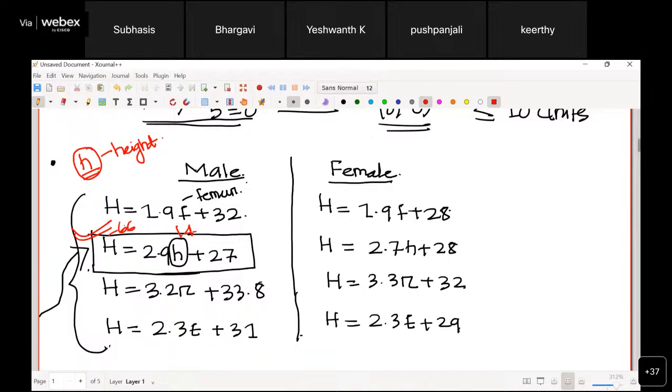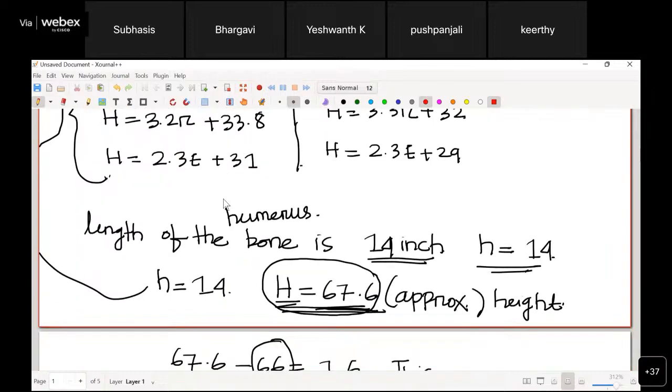In that case you will get the approximate value or maybe the exact value of the length of the bone of that person, not the height of that person. Okay, sir. So is it clear now? Question number 10. Yes, sir. Okay, fine.